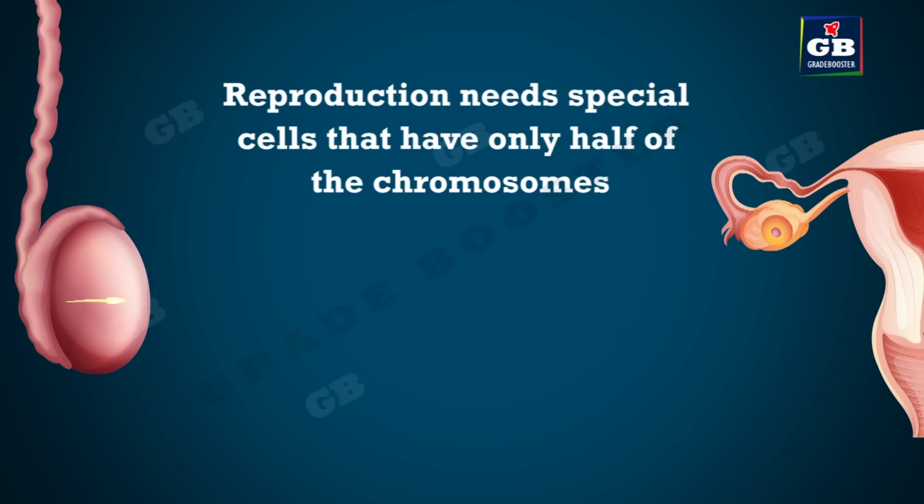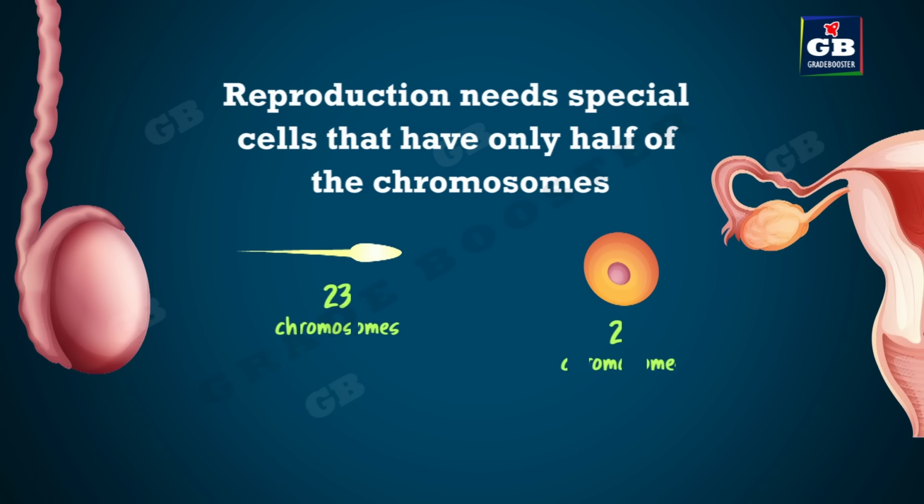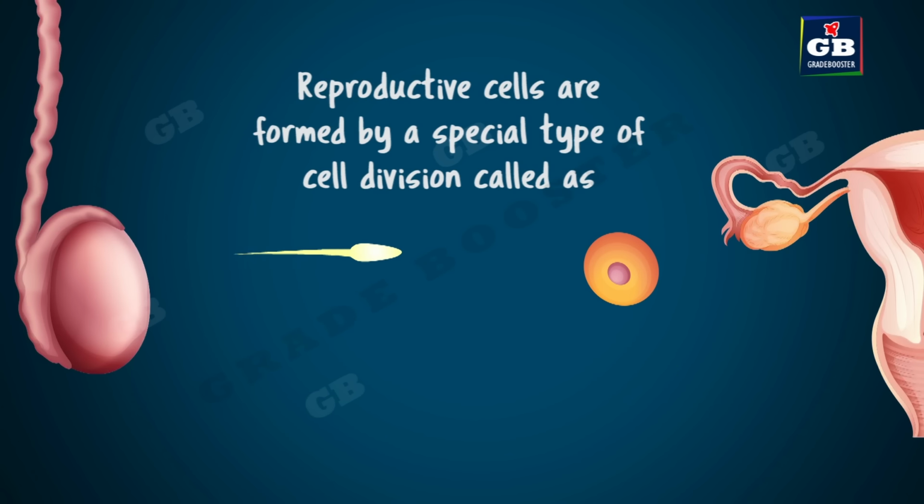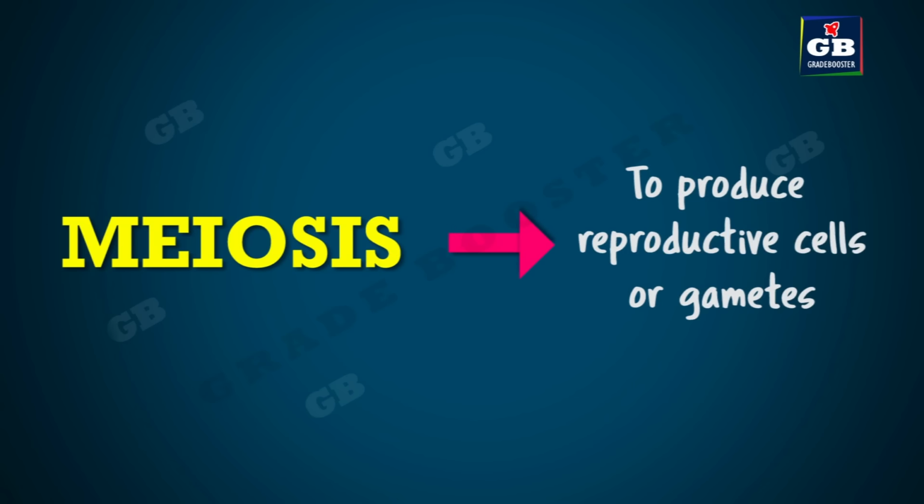But sometimes our body needs some special cells for reproduction. These special cells should have only half of the chromosomes of the parent cell. So, to achieve this, our reproductive cells are produced by a special method of cell division called meiosis. The main purpose of meiotic division is to produce reproductive cells or gametes. Now let us see how this is different from mitosis.